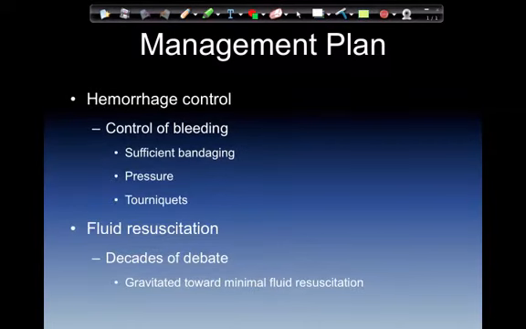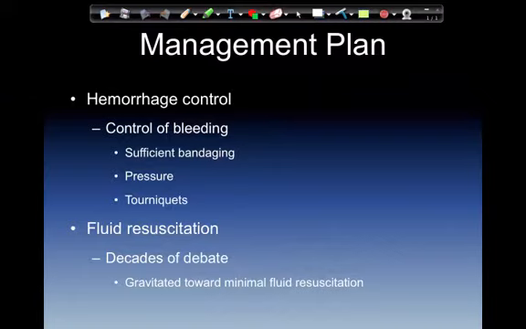Management plan: hemorrhage control, control of bleeding, sufficient bandaging. We need that blood to soak into there and formulate a clot. Pressure, and then do not hesitate to put a tourniquet on. What I'm trying to say is if you can't get the bleeding stopped, don't be afraid to pull the trigger on a tourniquet.